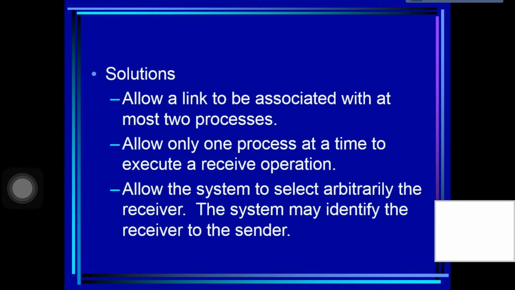Allow a link to be associated with two processes at most. Allow at most one process at a time to execute a receive operation. Allow the system to select arbitrarily which process will receive the message. The system may define an algorithm for selecting which process will receive the message.